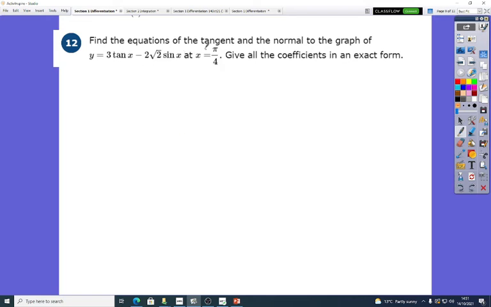Okay, so it goes here: find the equation of the tangent and the normal for the graph at x equals pi over 4, all coefficients in exact form. Now, first I'm going to write this down: y equals 3 tan x minus 2 root 2 sine x.